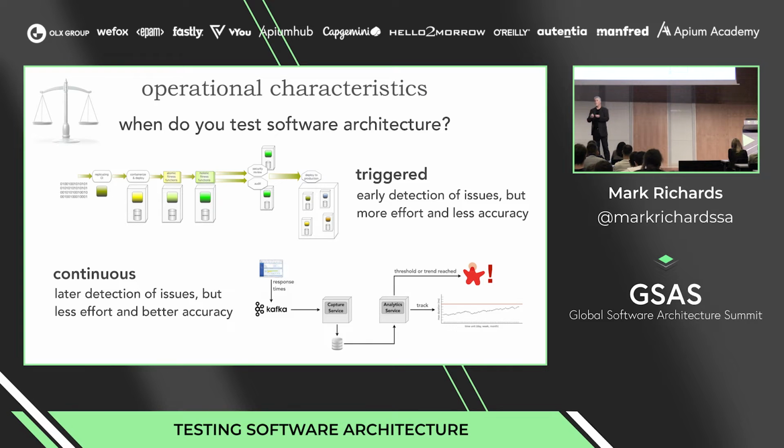Versus continuous fitness functions running in production. We don't even know they're running. Just alert me when you see a problem. Otherwise, leave me alone. But we have later detection, but it's a lot less effort, a lot less cost, and much better accuracy. So which is more important? If you absolutely cannot afford for that bridge to crack or fall down, then we have to do triggered. If you can, it's a lot more effective and less effort to do continuous.